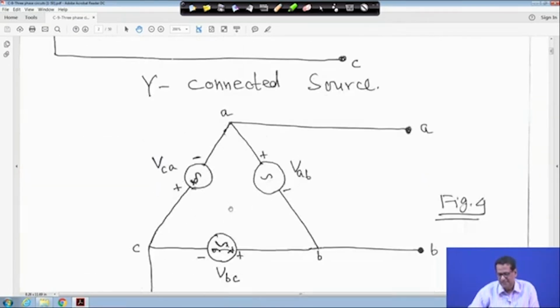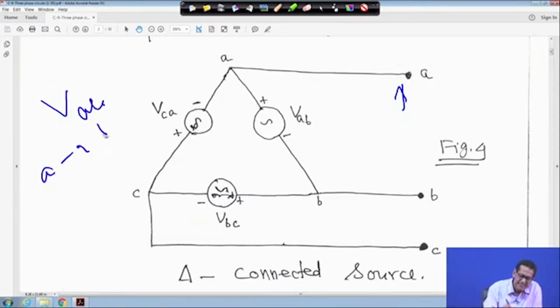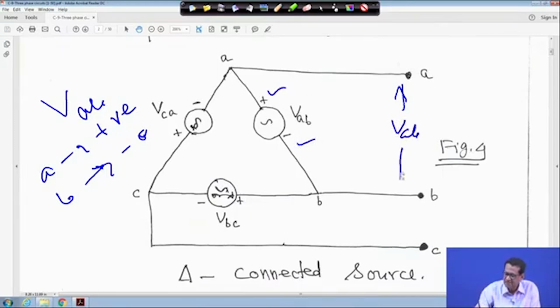But if it is a delta, there will be no neutral. If the source is delta connected, now look into that. In this case, there is no neutral. In this case, VAB, right? When you say VAB, that means A is the instantaneous positive polarity, and the B terminal is negative, right? So when it is VAB, this is positive, this is negative. You can write VAB. An arrow means positive, and no arrow means negative.